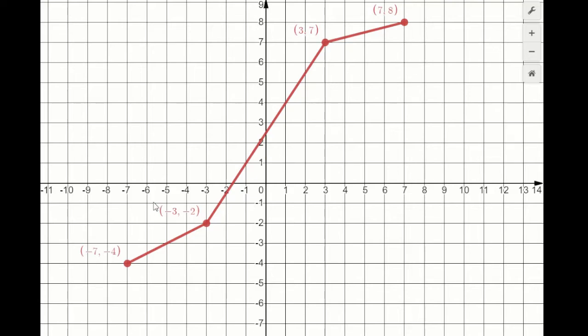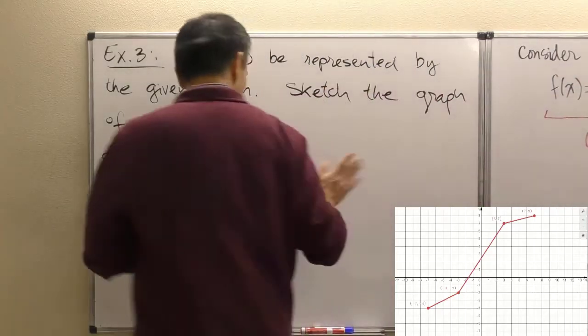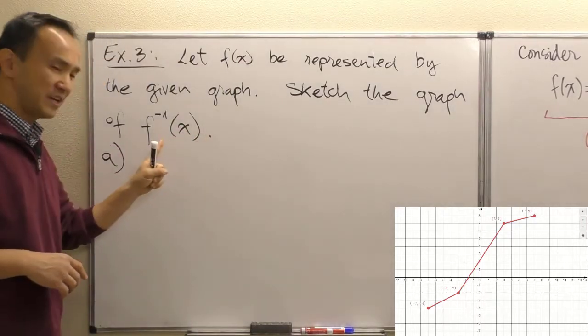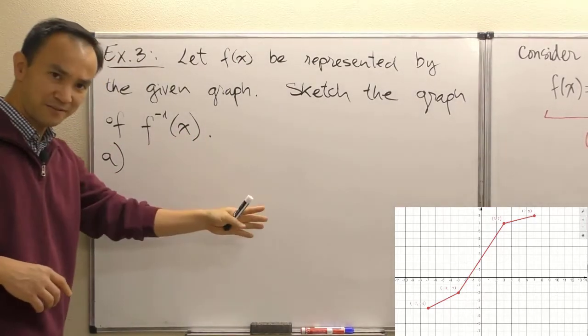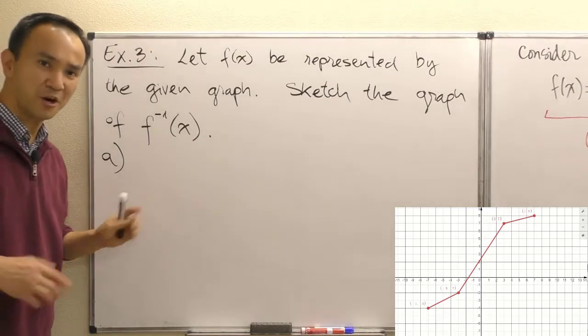All right, so this is our graph of the original function. We want to use that graph to sketch the graph of our f inverse. The graph that we're seeing here is the graph for our function in part A.